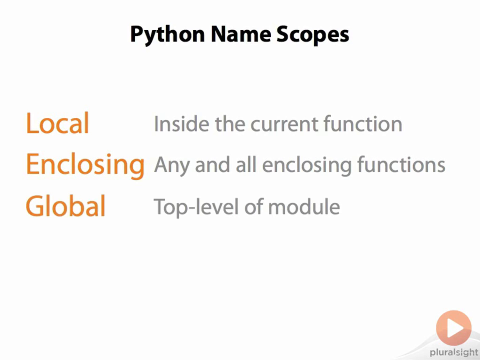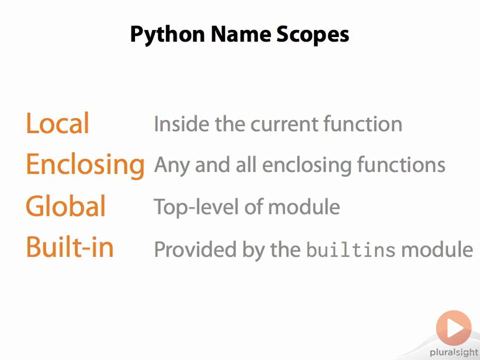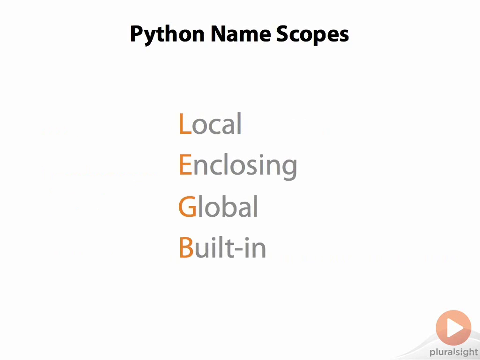Global, those names defined at the top level of a module. Each module brings with it a new global scope. And finally, built-in, those names built into the Python language through the special built-ins module. Together, these scopes comprise the LEGB rule. Names are looked up in the narrowest relevant context. It's important to note that scopes in Python do not correspond to the source code blocks as demarcated by indentation. For loops, with blocks, and the like do not introduce new nested scopes.